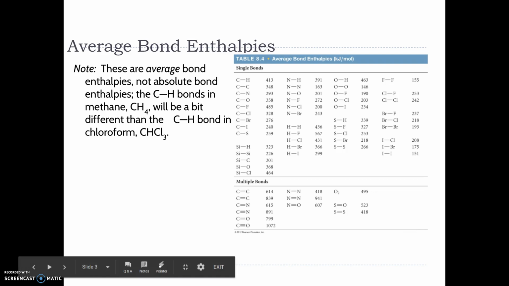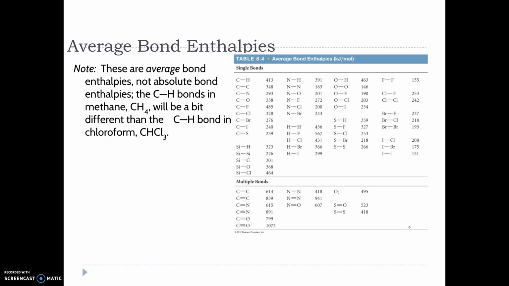We can look up a table of the averages. You can see on the table on the right that a C-H bond is worth 413 kilojoules per mole, so you have to input that much energy in order to break that bond, which is different from the C-C bond, which is 348. Technically, not every C-H bond in every molecule is exactly the same. In CH4, the C-H bonds have a different bond energy than the C-H with three chlorines around it. But this is looking at averages, so it works pretty well.